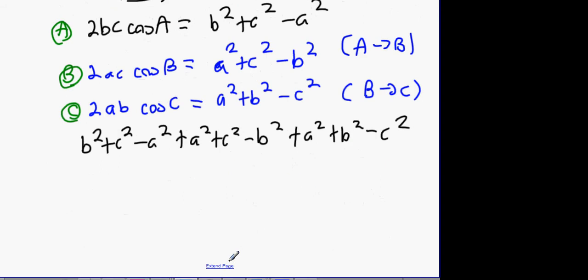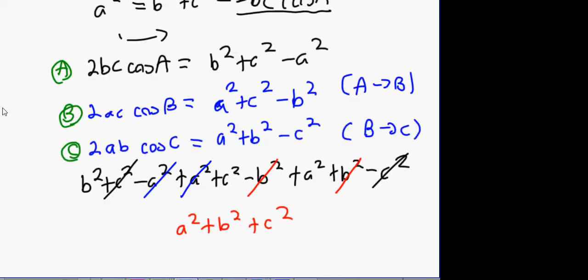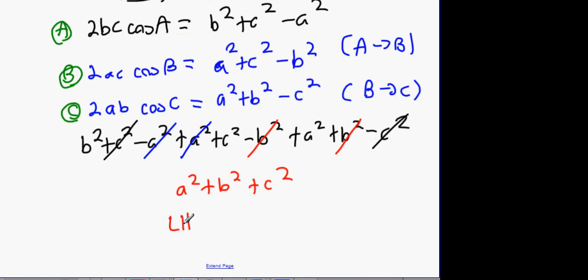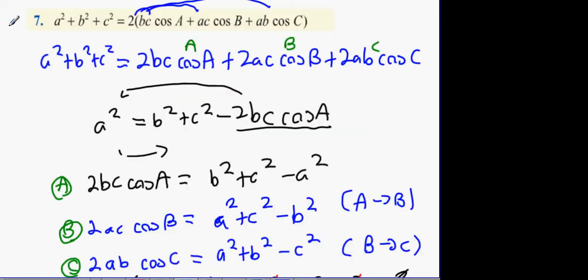Now let's see what happens here. C squared cancels with minus c squared. A squared cancels with minus a squared. B squared cancels with minus b squared. So what we're going to be left with is a squared plus b squared plus c squared. Was that what I was asked to turn it into? Yes it is. So I can say LHS equals RHS, left hand side equals right hand side. Okay, onwards and upwards.